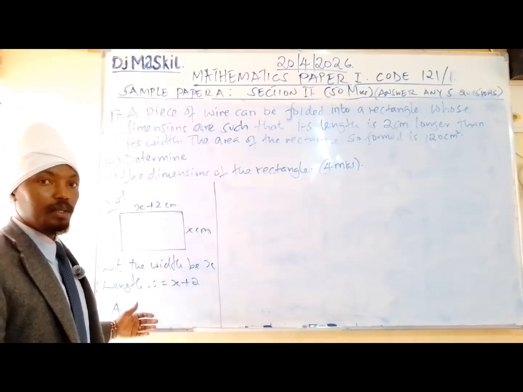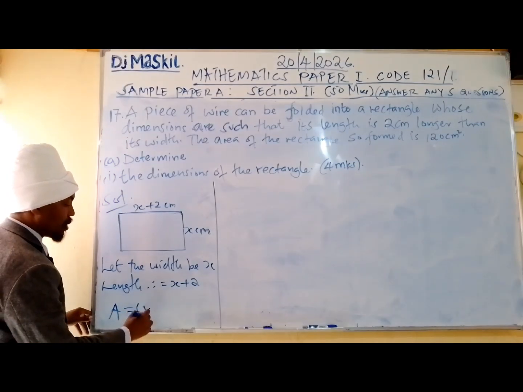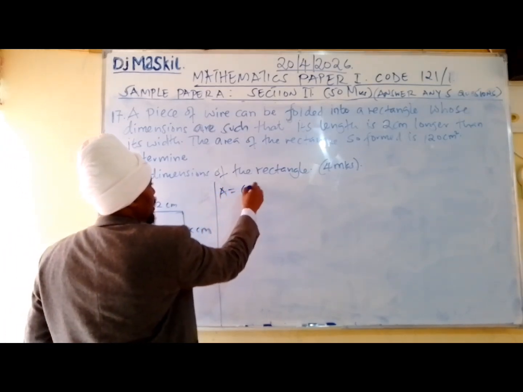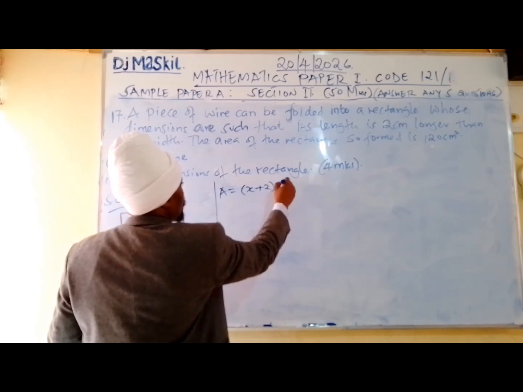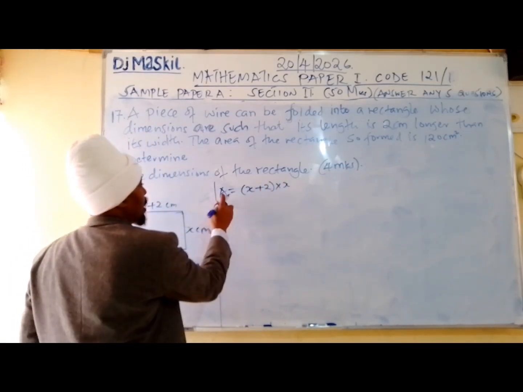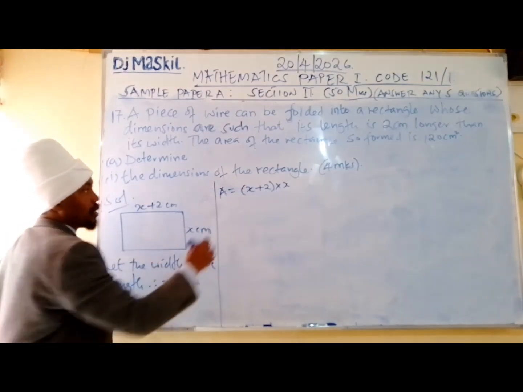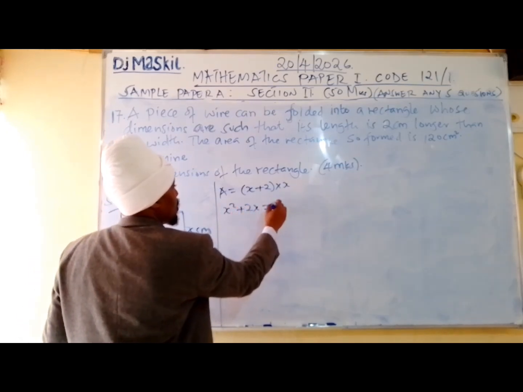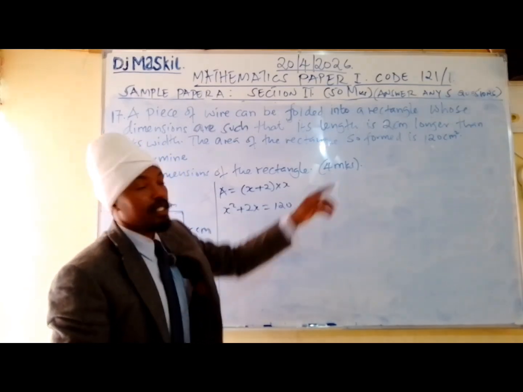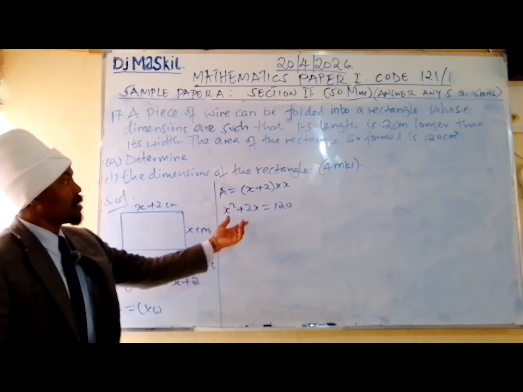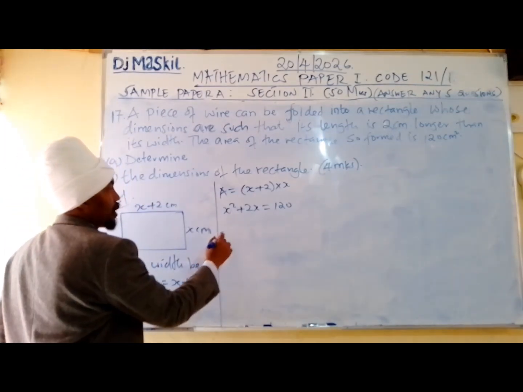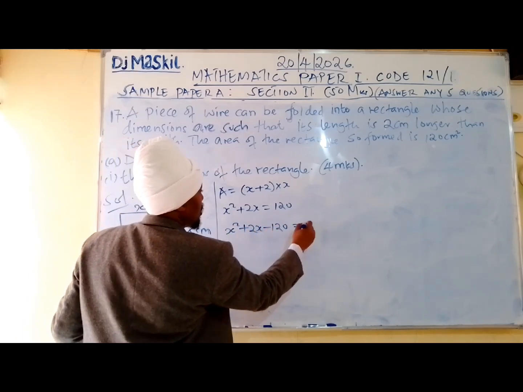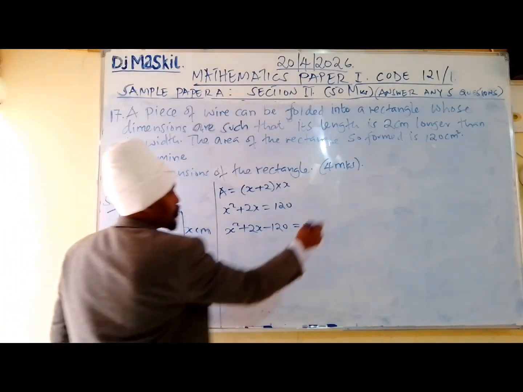Now, from here we know the area of a rectangle is given by length times width. Therefore, area will be x plus 2 multiplied by x, and the area we know it is 120. Therefore, x squared plus 2x is equal to 120 centimeter square. Now, this is a quadratic equation. Therefore, we can say x squared plus 2x minus 120 is equal to 0.